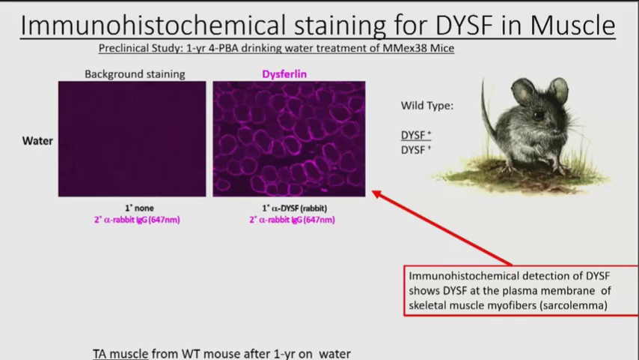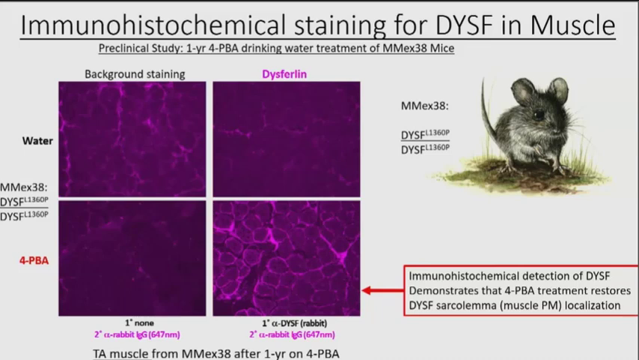Okay. So in wild-type mice, when you take a cross-section of the muscle and stain for dysferlin, you see this classical sarcolemmal staining pattern. But in dysferlinopathy mice, what you see on the top of the screen is background staining. This is called the secondary antibody control. You can ignore it for now. But what you can see is that there's no dysferlin staining in these MEX38 mice that are treated with just water. But in MEX38 mice that are given 4-PBA, you can see dysferlin restored to the membrane surface.